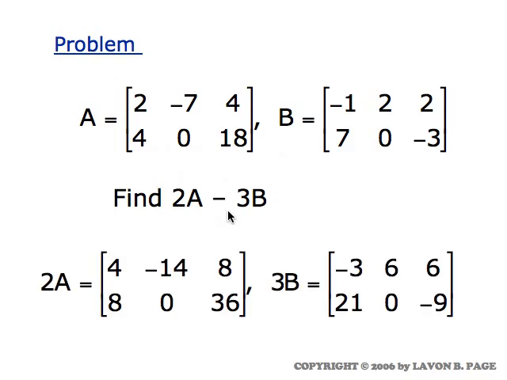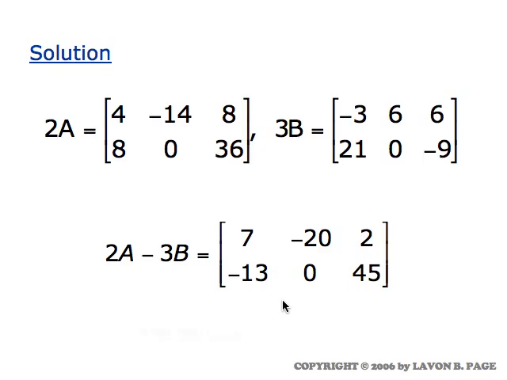If you want to break this up into pieces, you can think of first checking out what 2 times A would be. Multiply each entry of A times 2 to get 2A. Multiply each entry of B times 3 to get 3B, and then subtract those two matrices. And if you do that, I believe this is what you get. 2A minus 3B: 4 minus a minus 3 is 7, minus 14 minus 6 is minus 20, and so forth.